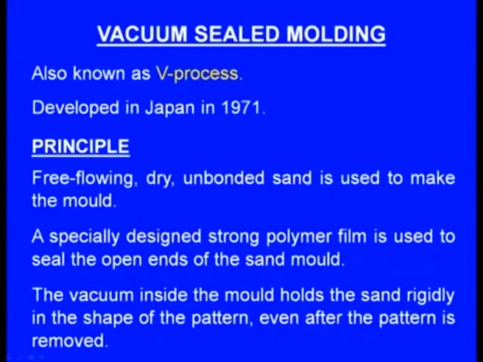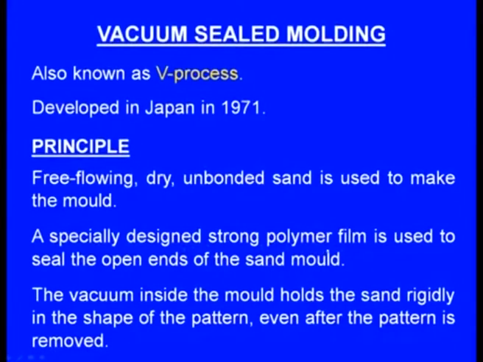In the conventional sand casting process, we prepare the sand by mixing the base sand, moisture, clay and some other additives. So, these are the ingredients of the conventional molding sand, but here free, dry and unbonded sand is used to make the mold, no moisture, no clay and no additives. Next, a specially designed strong polymer film is used to seal the open ends of the sand mold. The sand mold will be sealed using a strong polymer film.